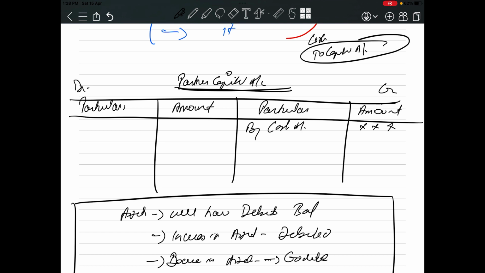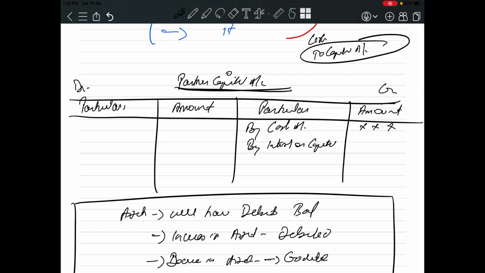Now a partner will get what? A partner will get interest on capital. Interest on capital is a gain for the partner and a loss for the partnership firm. So if it is a gain for the partner, the partner's capital account will increase. So we will write interest on capital here.